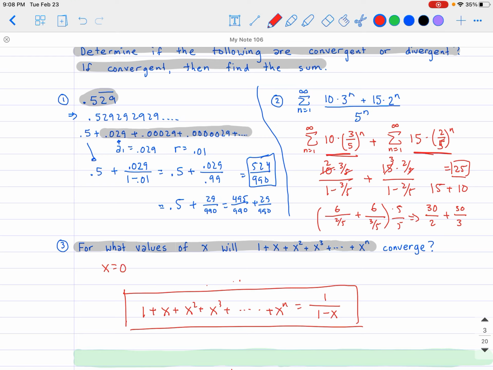If x is equal to 0, then you would have 1 plus a whole bunch of 0, and that's going to equal 1 divided by 1 minus 0, so that equals 1. So yeah, that actually works out.